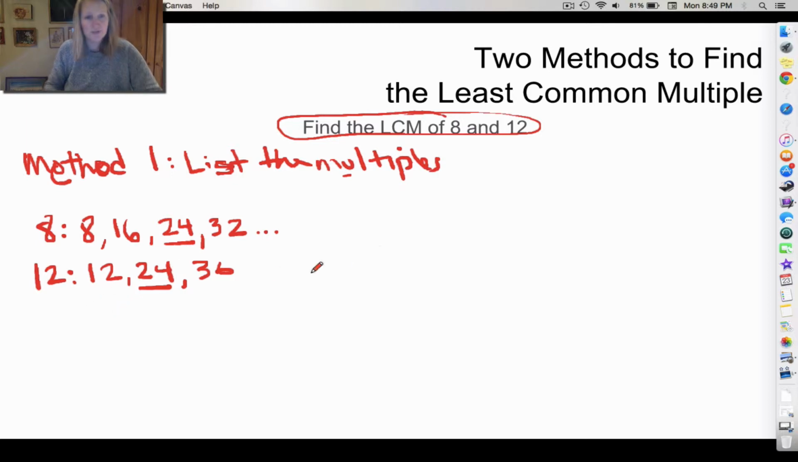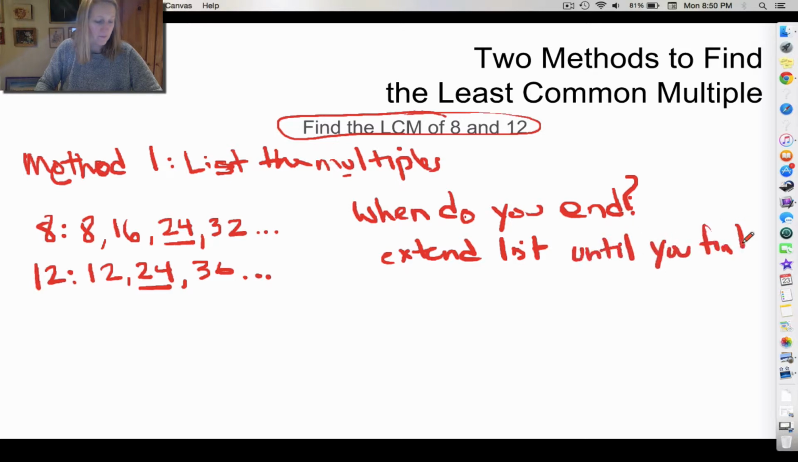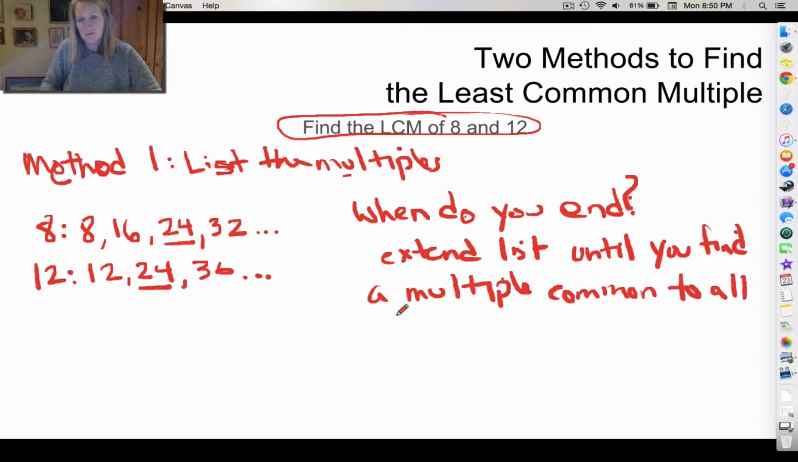So the question in method 1 is, when do you end? Because this list can go on infinitely, right? So when do you end? And really the answer to that is, you extend the list until you find a multiple common to all numbers you're searching for.